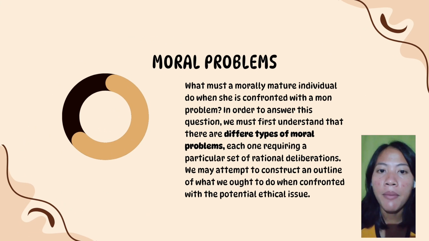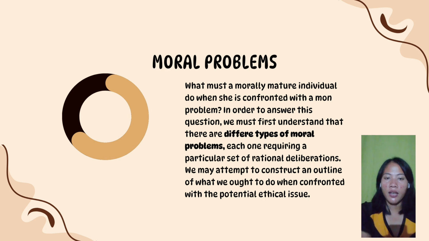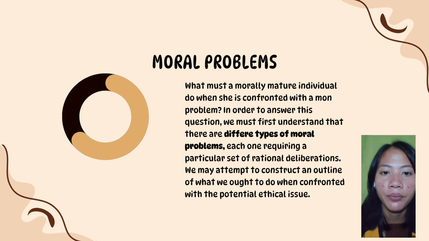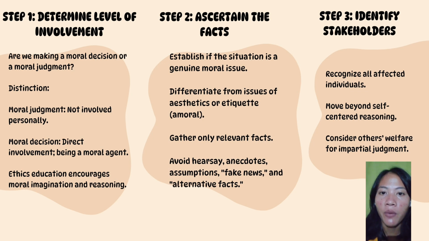Moral problems: what must a morally mature individual do when she is confronted with a moral problem? In order to answer this question, we must first understand that there are different types of moral problems, each one requiring a particular set of rational deliberation. We may attempt to construct an outline of what we ought to do when confronted with a potential ethical issue. Step 1, determine level of involvement. Are we making a moral decision or a moral judgment? A moral judgment is not personally involved, while a moral decision involves direct involvement, being a moral agent. Ethics education encourages moral imagination and reasoning.